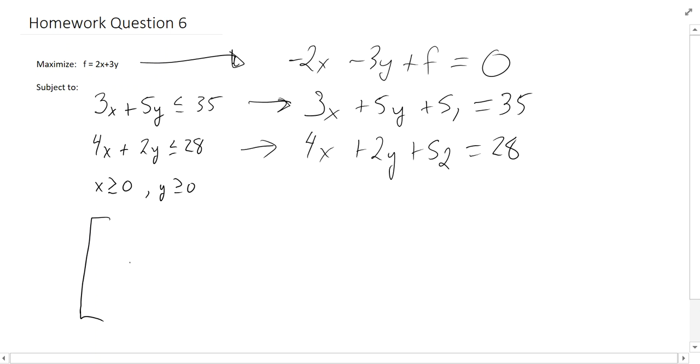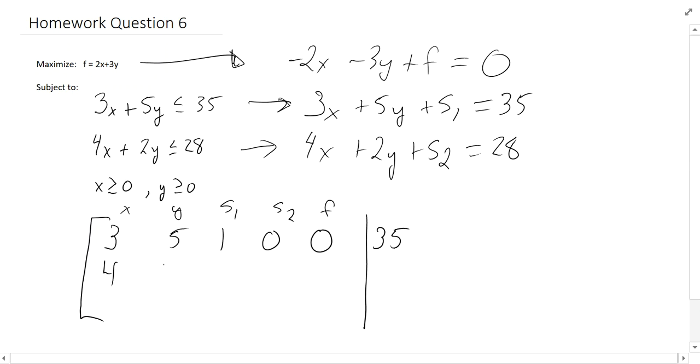So let's draw my table down here. I want the constraints on top, so 3, 5. So that's my x column, my y column. I need an S1 column, an S2 column, and an f column. The first equation has an S1, the coefficient is 1. There's no S2 and no f in there, so I'm going to put zeros in those columns, and on the augmented side of that is the 35.